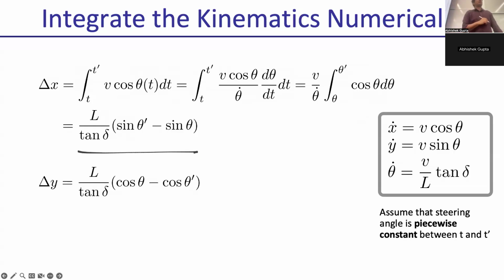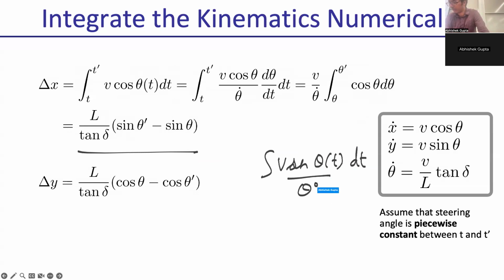We're going to do something similar for delta y. The only difference is we're going to integrate v sine theta. If you integrate v sine theta, you do the same thing: you multiply and divide by theta dot. These things will cancel, but the only difference is you're integrating sine theta now. And the integral of sine theta is what?